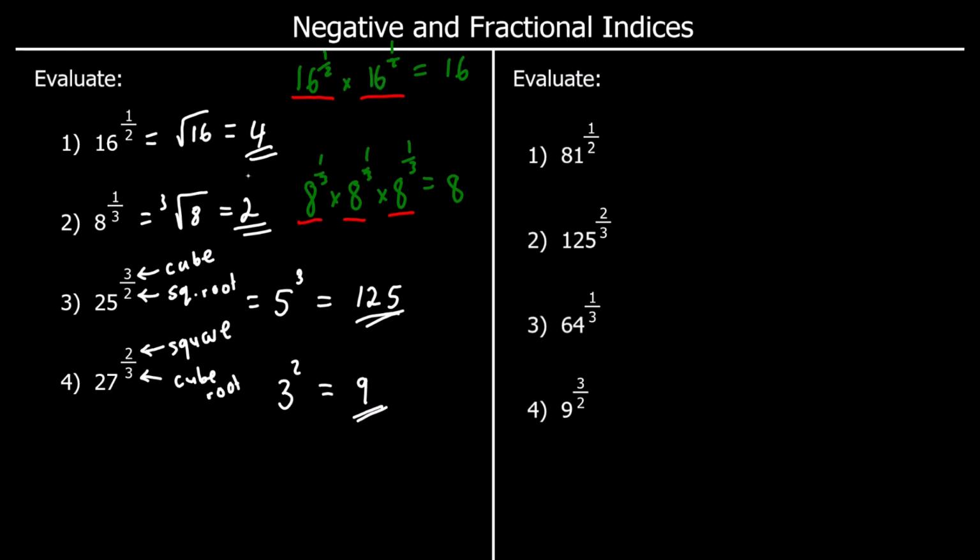The first one, power of a half means square root. Square root of 81 is 9. 125 to the power of 2/3. So we're cube rooting and squaring. So cube root of 125 is 5. 5 squared, 25. Power of a third means cube root. Cube root of 64 is 4. And then 9 to the power of 3 over 2. So square root is 3. And then cube, 3 cubed is 27.